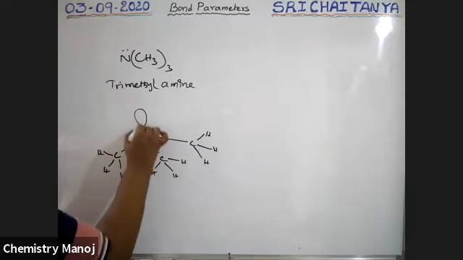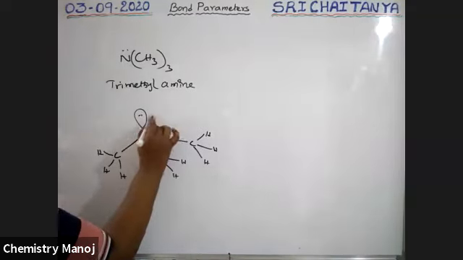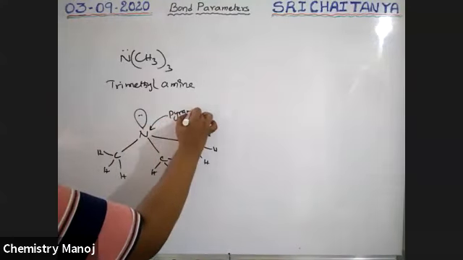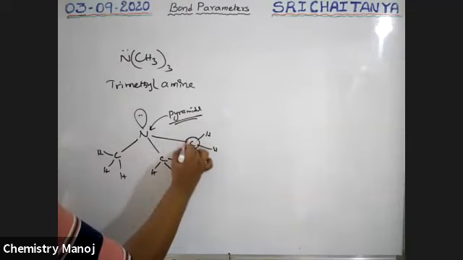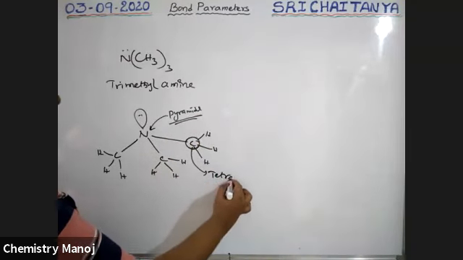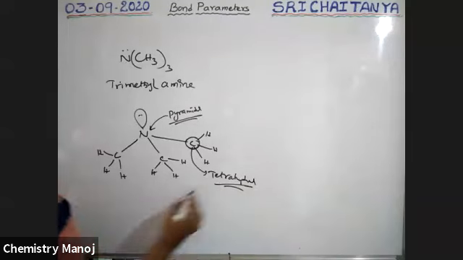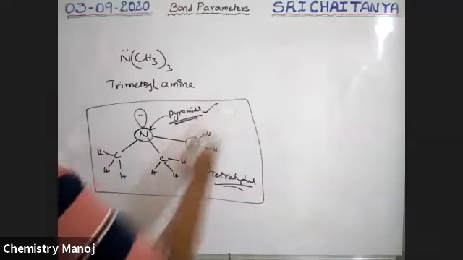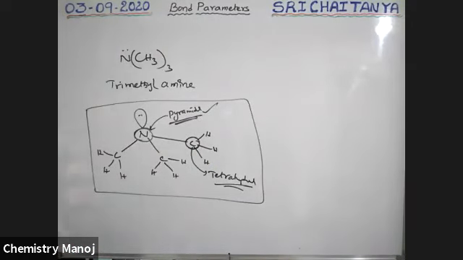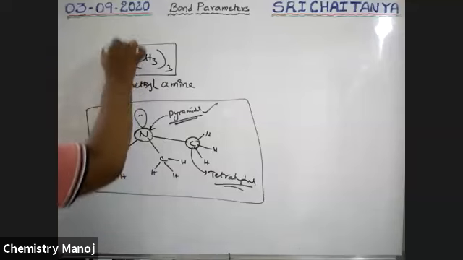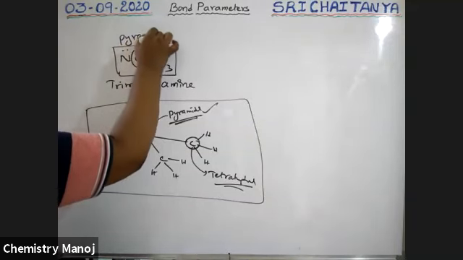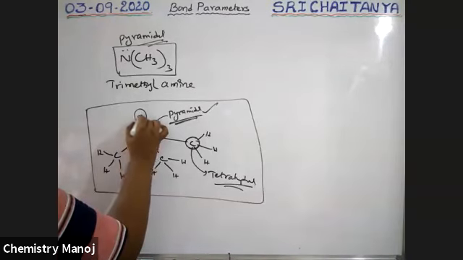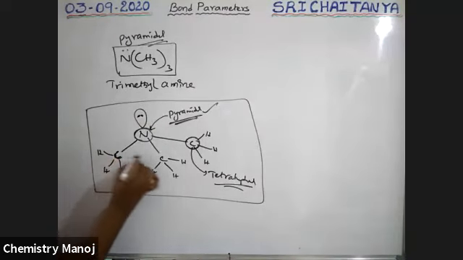So nitrogen has a lone pair. So at nitrogen it is a pyramidal shape, boys. Nitrogen is a pyramidal center, but carbon is tetrahedral. But overall, because nitrogen is the central atom, the molecule is pyramidal. Therefore, N(CH3)3 has a pyramidal structure like this. Here nitrogen has a lone pair, boys.